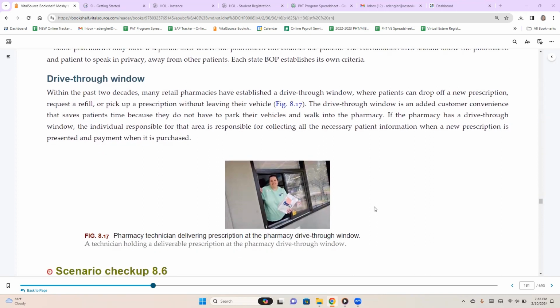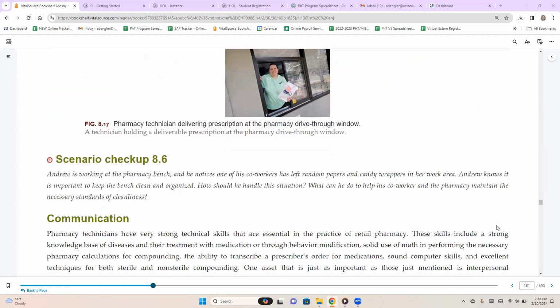Within the past 2 decades, many retail pharmacies have established a drive-through window where patients can drop off a new prescription, request a refill, or pick up a prescription without leaving their vehicle. The drive-through window is an added customer convenience that saves patients time because they do not have to park their vehicles and walk into the pharmacy. If the pharmacy has a drive-through window, the individual responsible for that area is responsible for collecting all the necessary patient information when a new prescription is presented and payment when it's purchased.